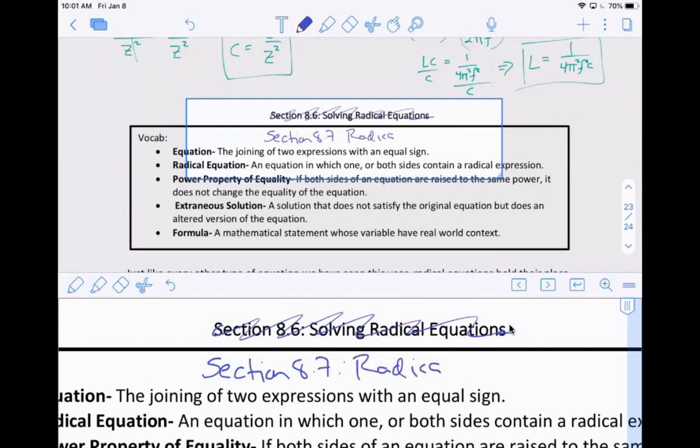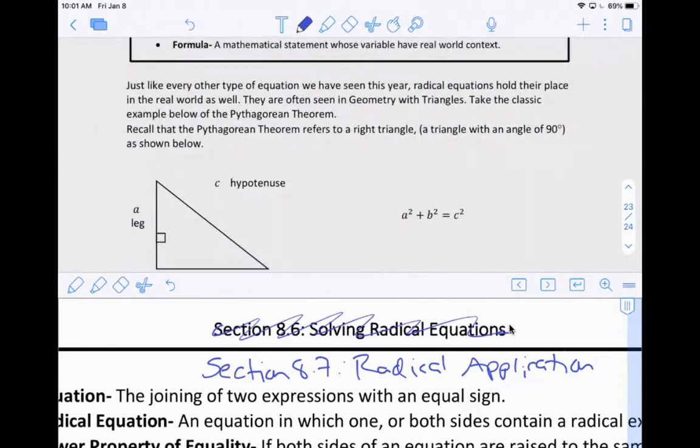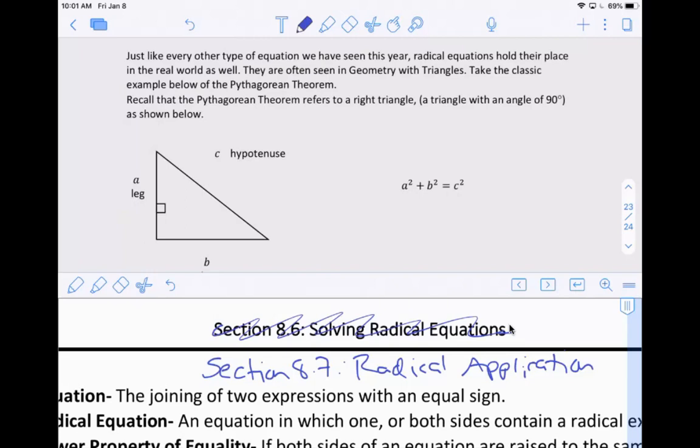radical applications. No matter when we do the discussion, someone always asks, when are we going to use this? Here's a section that applies to that. First and foremost, classic example, the Pythagorean theorem. You guys know the Pythagorean theorem. Everybody loves the Pythagorean theorem because it's a logically beautiful sentence.